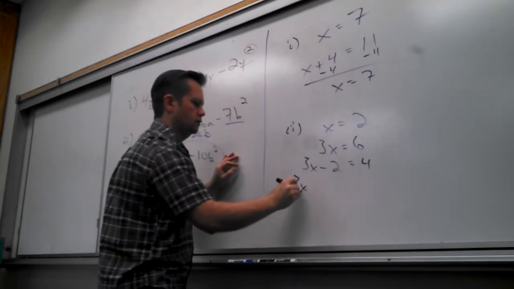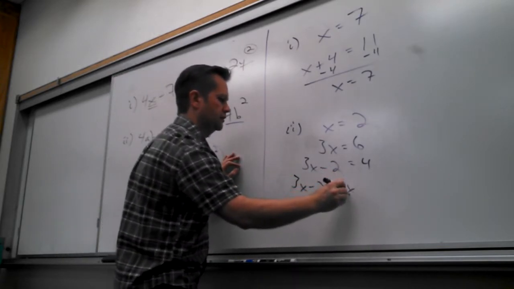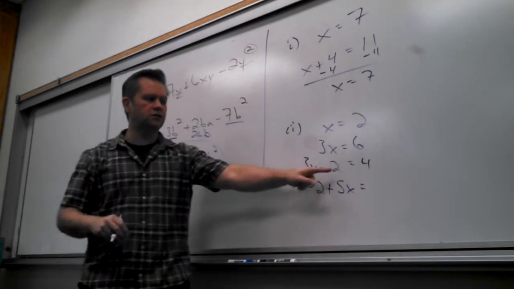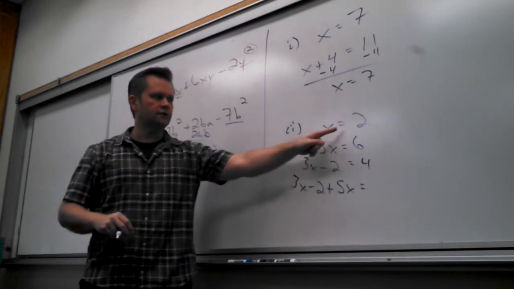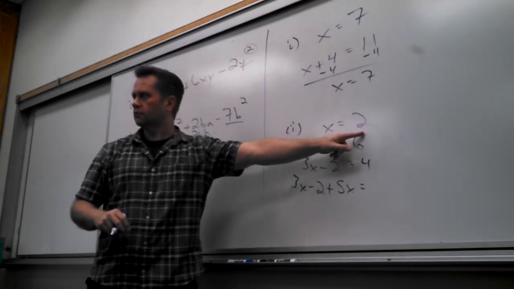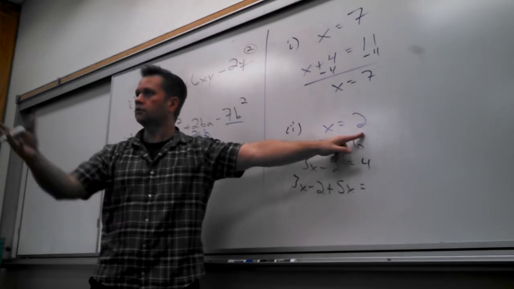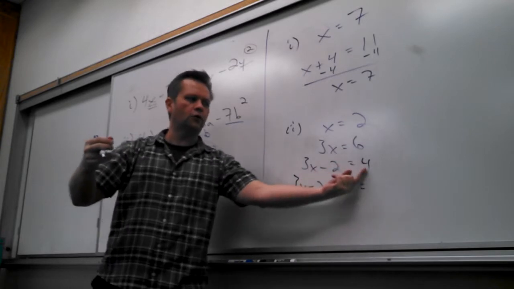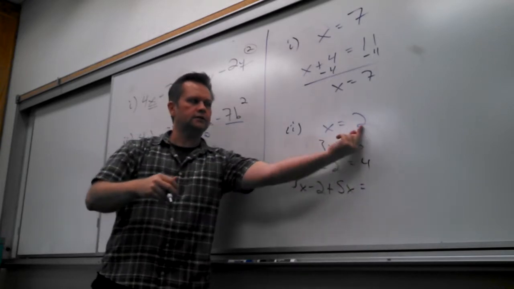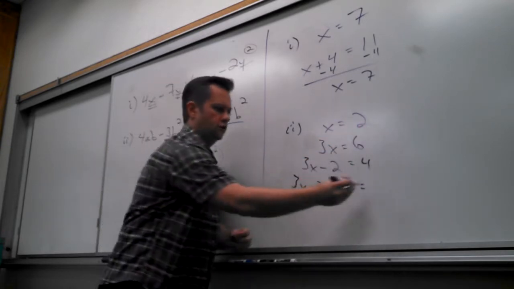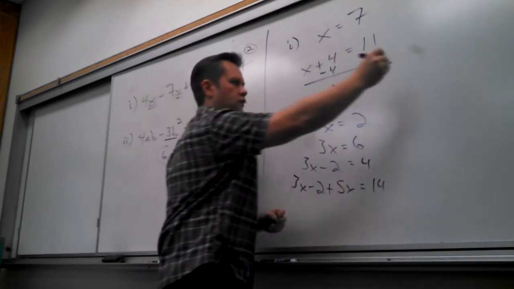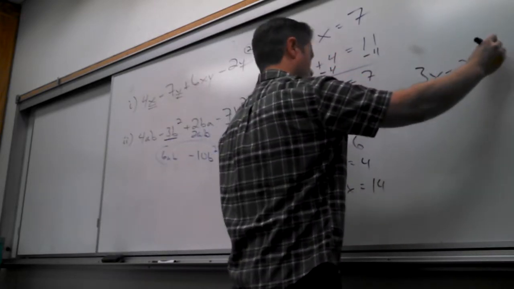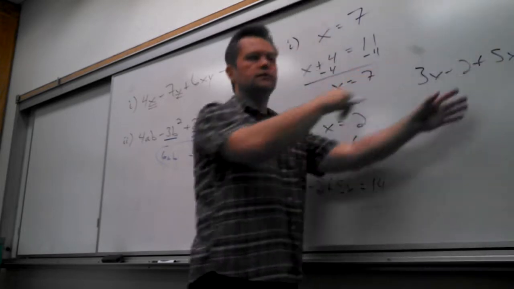So what's 3x minus 2 plus 5x? What's 3x minus 2? 4. And what's 5x? 10. Let me make sure you guys are with me. 3x minus 2 is 4. 5x is 10. What's 4 plus 10? 14. Now, if I give you this equation and say solve for x, this is not as easy to do in your head, is it?